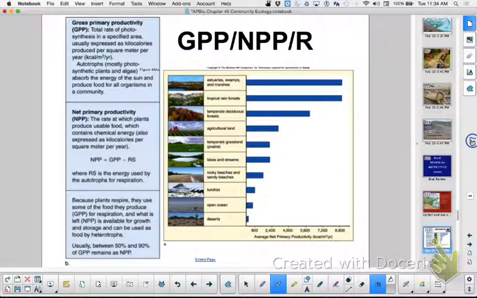When we talk about GPP, NPP, and respiration, you can't see this very well, but this is estuary, swamps, and marshes, tropical rainforest, forest, agriculture land, grassland, down to tundra and open ocean and deserts. Could I have whoever's turn it is to do some explaining? Talk about GPP, NPP, and R, and relate that to these different biomes. Go ahead. Make the connection.